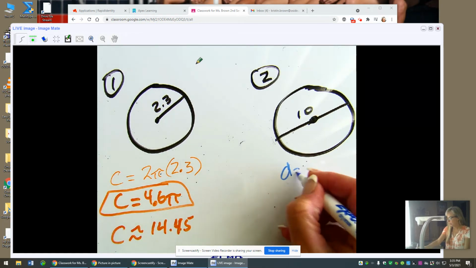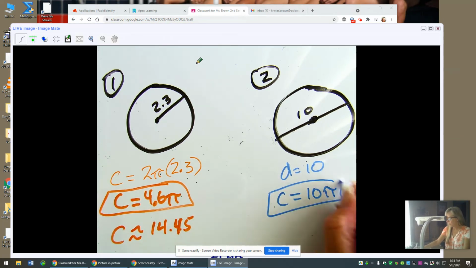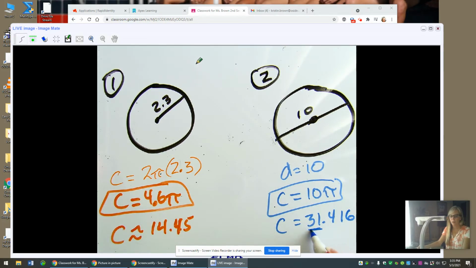The diameter is 10. So it wouldn't make sense to figure out the radius, which of course is 5, and then use 2 pi r. Instead, we could just do the diameter times pi. And right away, we have the exact answer. And then it shouldn't be too hard because it's 10, but we type it in. It's about moving the decimal, 31.416. But again, Apex is going to probably round to the whole number. So they'll say about 31 units. Okay, so that's our warm-up.